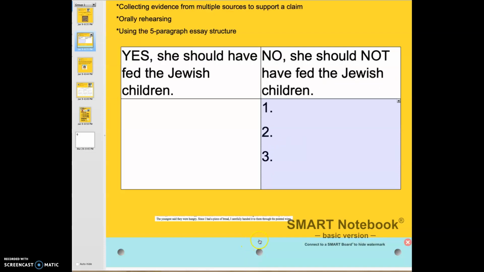So we want to make sure that we're going back through the text just like I did, finding evidence and providing it to support both sides of the text. So you want to make sure that you have 3 pieces of evidence for one side and 3 pieces of evidence for another side.